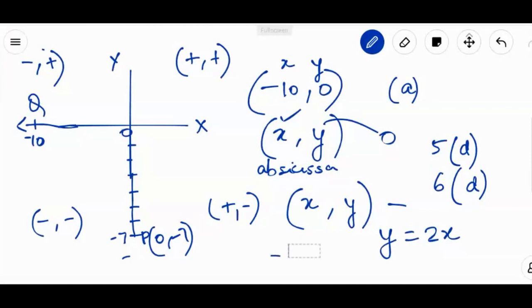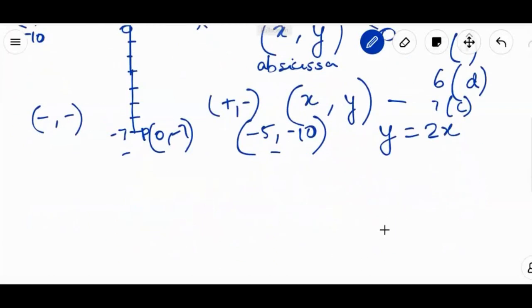So what's your option in this case? Minus 5, minus 10. Right. C. Minus 5 and minus 10. These are your options. So this is for the seventh one. Your answer is C. Seventh one, it is C. Okay. Then take question number 8.